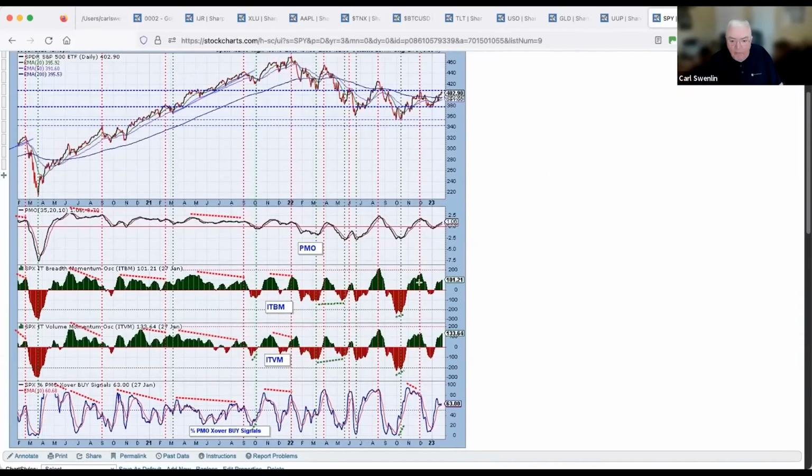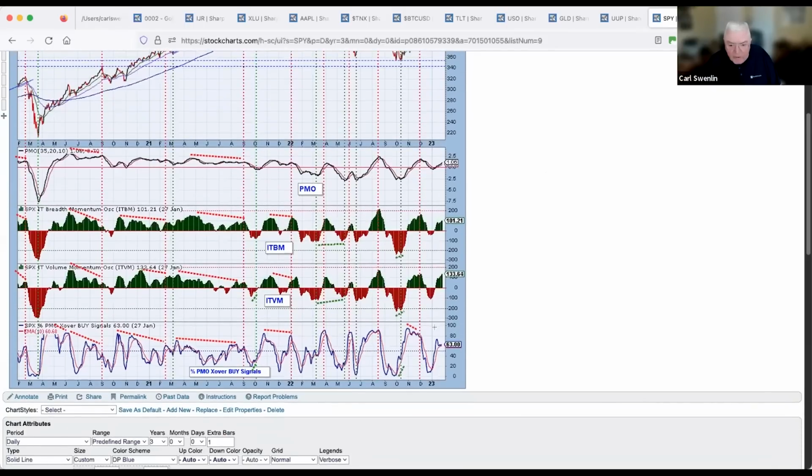Okay, and now the intermediate term indicators. We have the intermediate term breadth momentum and volume momentum indicators. And again, breadth is negative divergence. Volume is holding up, so it's equal. But again, negative breadth, and again, this is percent of PMO crossover buy signals. That's when the PMO crosses up above its signal line. So 63% on buy signals in that regard, and again, a negative divergence across there.